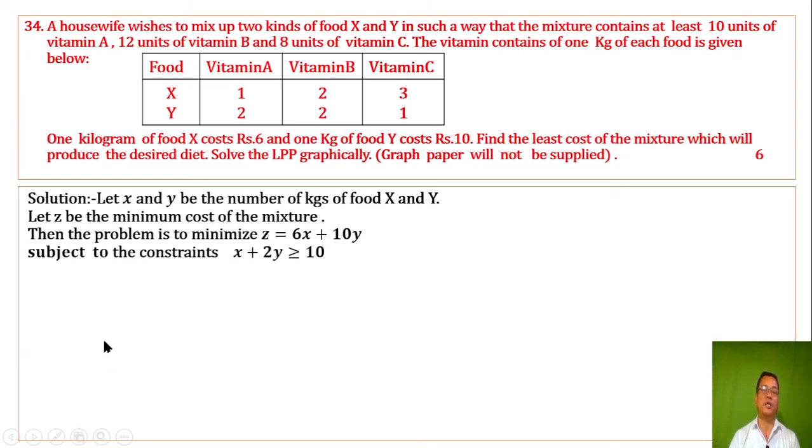Subject to the constraints, for vitamin A, 1 into x plus twice y, which should be greater than or equal to 10. And next, 2x plus 2y, which should be greater than or equal to 12. After simplifying, we get x plus y greater than or equal to 6. Similarly, 3x plus 1 into y should be greater than or equal to 8. And x, y are greater than or equal to 0.